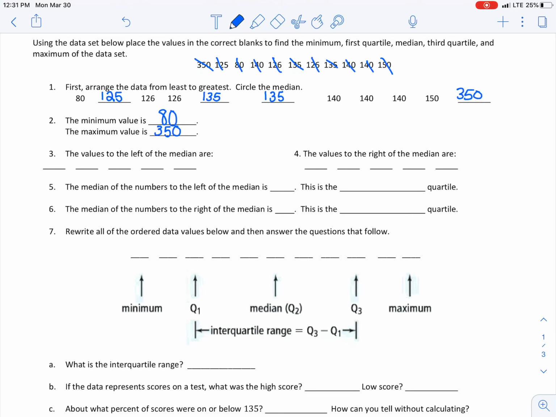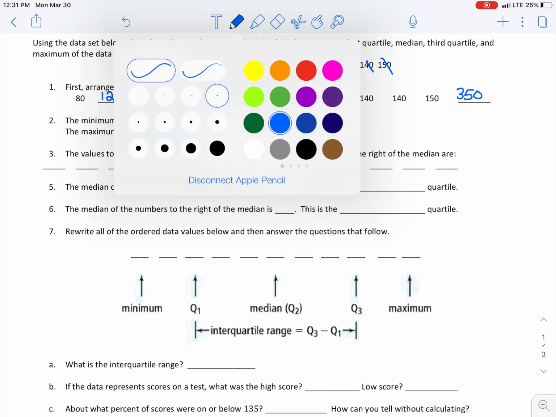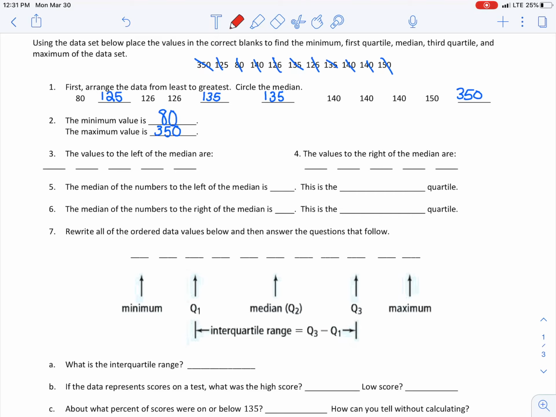Okay. So it tells us, actually up in example 1, which I didn't see, it tells us to find the median. So we know that the median is the middle number. So I'm going to go ahead and cross off on each side. So we end up with a median of 135. So it then tells us for number 3, the values to the left of the median. So that's your smaller half of your data.